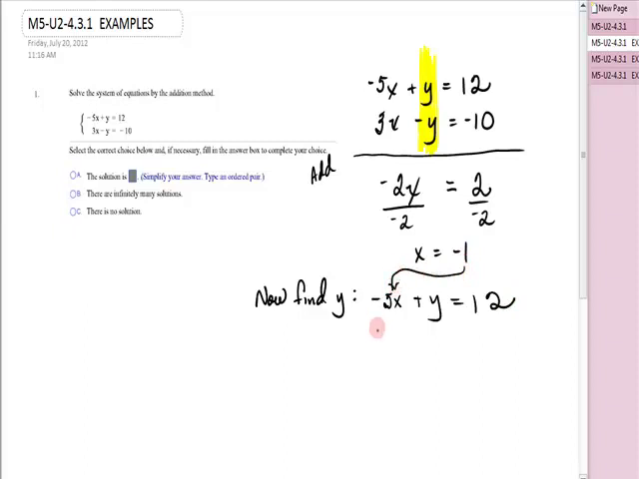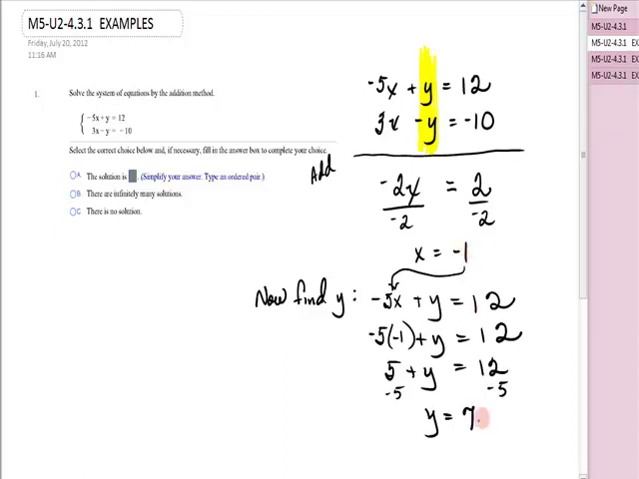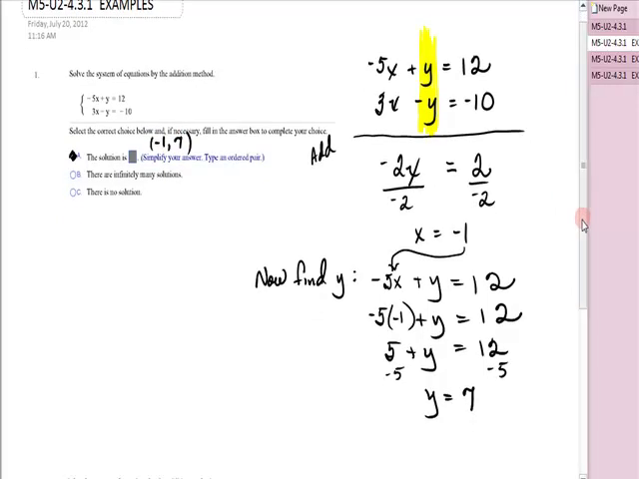Plug in the value you got for x. So it's negative 5 times negative 1 plus y is equal to 12. Positive 5 plus y is equal to 12. Subtract that 5, and y is equal to 7. We got an ordered pair solution, negative 1, 7. So I will choose A, negative 1, 7. No matter what order you get the answers in, whether you get y first or x first, the ordered pair has to have x, y order. All right, that's the addition method.